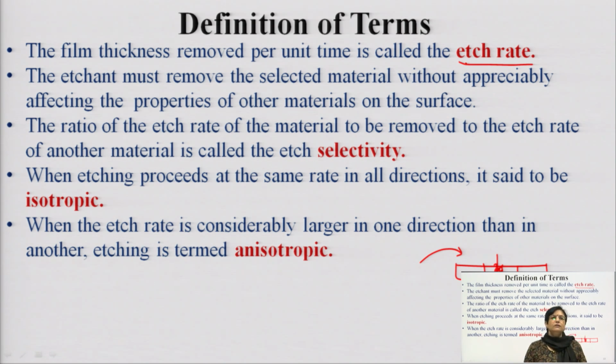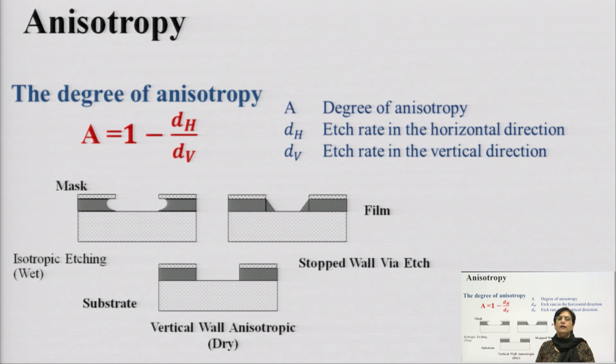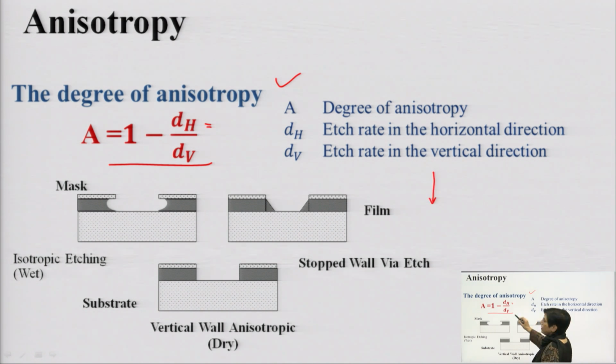When the etching process happens, if the same rate is there in all directions, I call it isotropic etching. When it is uneven in directions, I call it anisotropic, and here the term comes which is known as degree of anisotropy. Now, what does that mean? The degree of anisotropy is 1 minus dH by dV, where dV is the ability to dissolve in the vertical direction, and dH is in the horizontal direction.